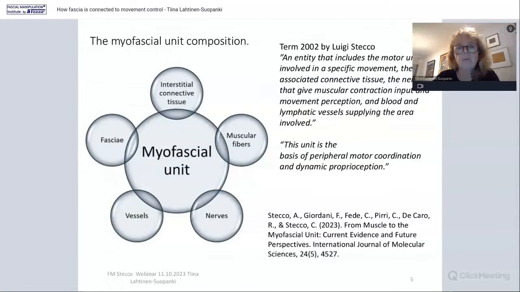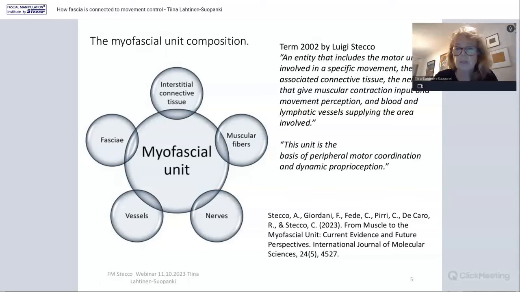And when we think of a specific movement, we need to have everything connected to that and working very, very well. If you think of motor coordination, there will be so many different explanations for these clinical examples that we are looking at here, then we really need to put all this together when we think of the function of the fascia.